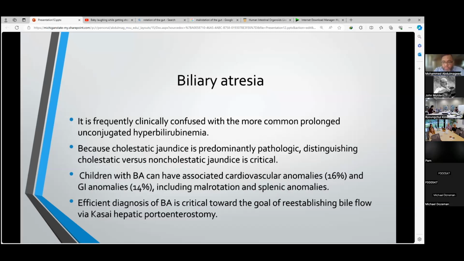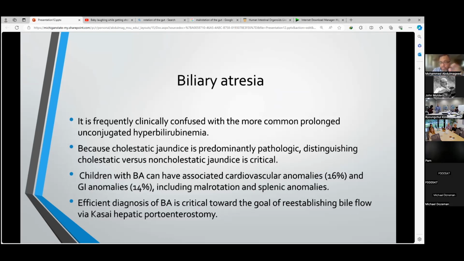Biliary atresia. This is also a surgical emergency in neonates. It's frequently clinically confused with a more prolonged unconjugated hyperbilirubinemia. Because cholestatic jaundice is predominantly pathologic, distinguishing cholestatic versus non-cholestatic jaundice is critical. Everybody knows the normal physiologic jaundice that comes to babies, but both are yellow in color, a little bit deeper with the cholestatic jaundice. So it might be a little difficult to distinguish.